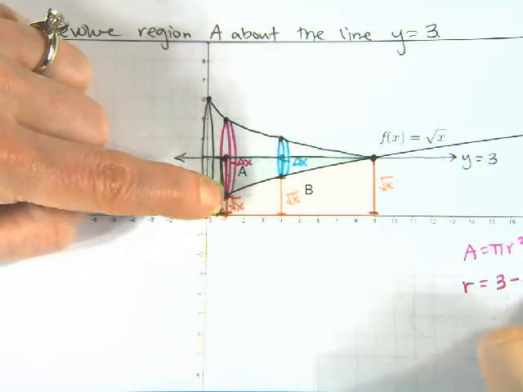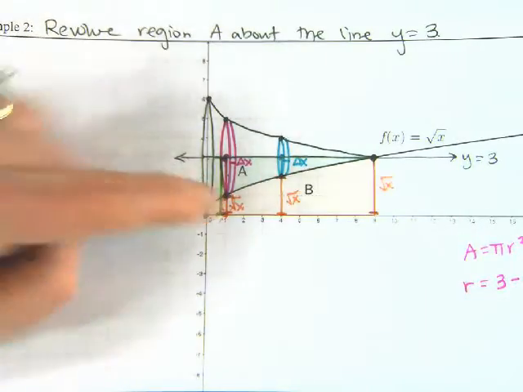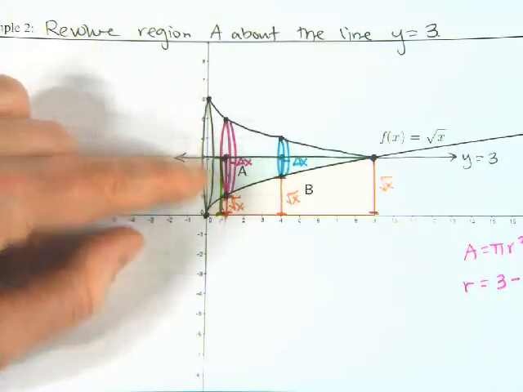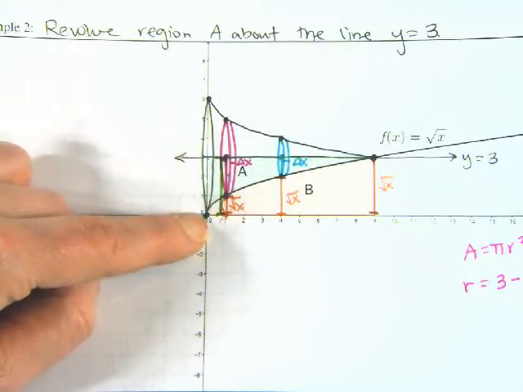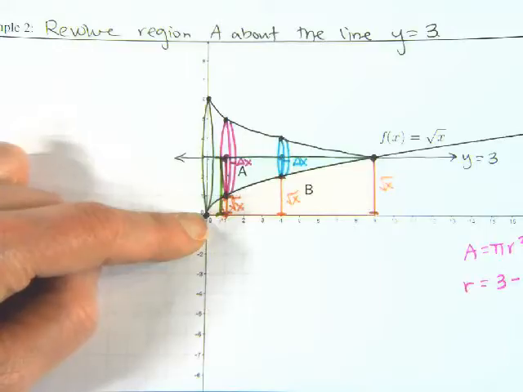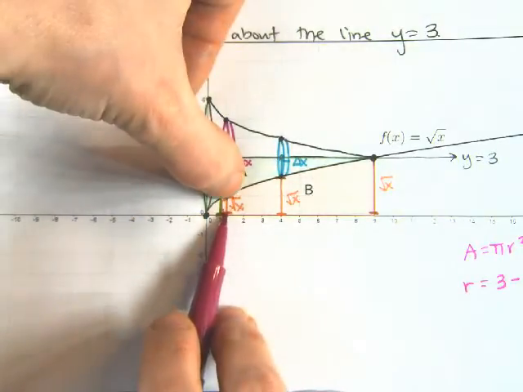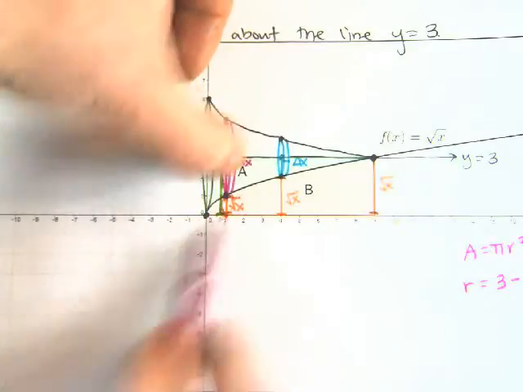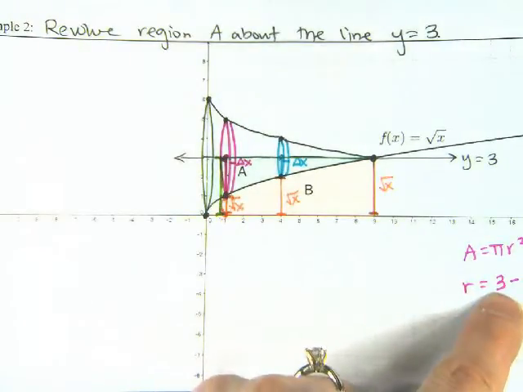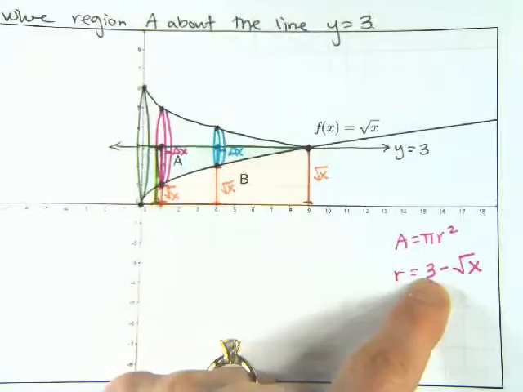3 minus root x. Do you guys also notice that's really the top curve minus the bottom curve? Same idea as we've been doing with the area between curves? Yeah? It's the total distance minus the lower one, the top minus the bottom. Okay? So 3 minus root x should end up giving me the radius that I'm looking for.